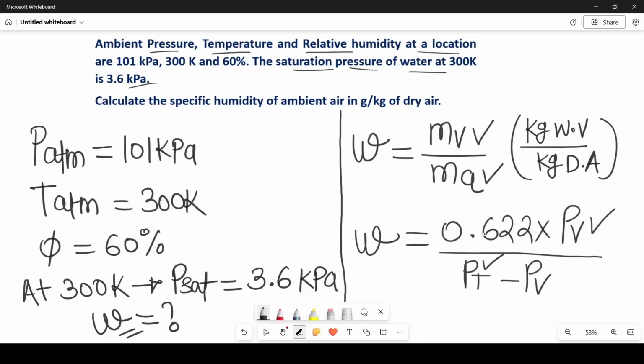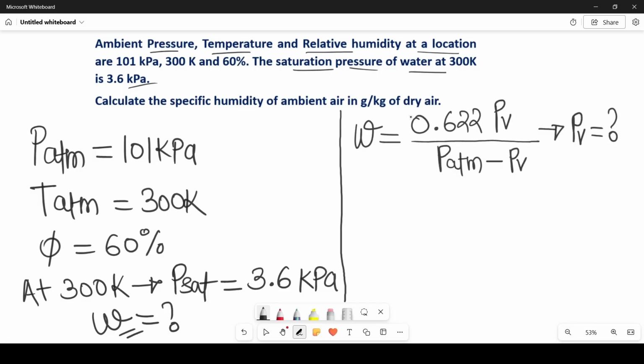In this case, the total pressure is the ambient or atmospheric pressure given. For this numerical problem, we cannot use the first equation of specific humidity because there are two unknowns, mass of water vapor and mass of dry air. But we can use the second equation of specific humidity, where total pressure is given, which is ambient pressure. If we calculate PV, we can easily calculate specific humidity. In order to calculate PV, we can use relative humidity, which is already given to us.